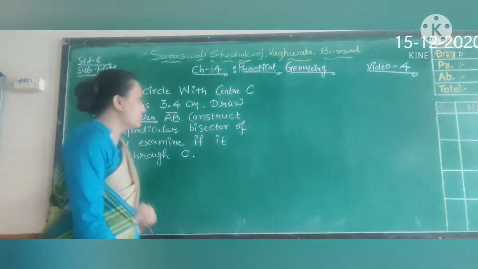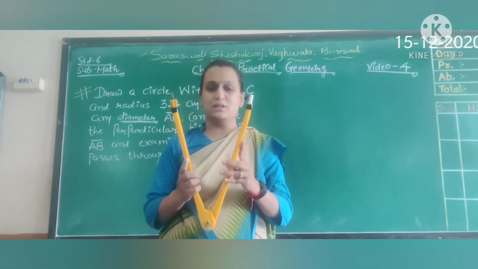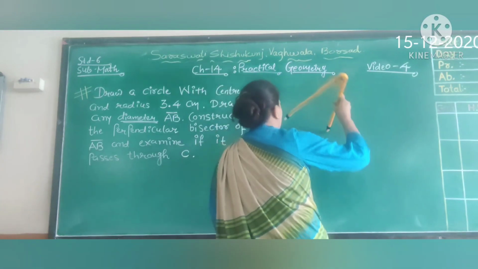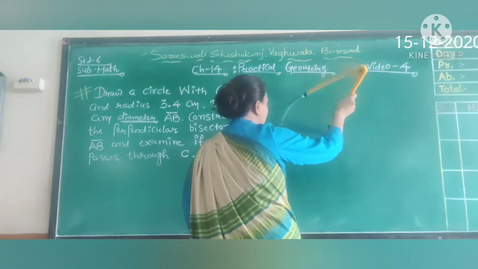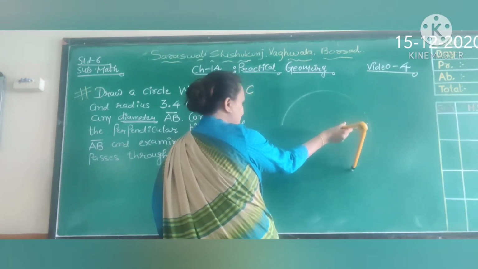Clear? So first, same way, we have to take a measurement of 3.4 cm with the help of compass and scale. Then from center C, we have to construct a circle with 3.4 cm.